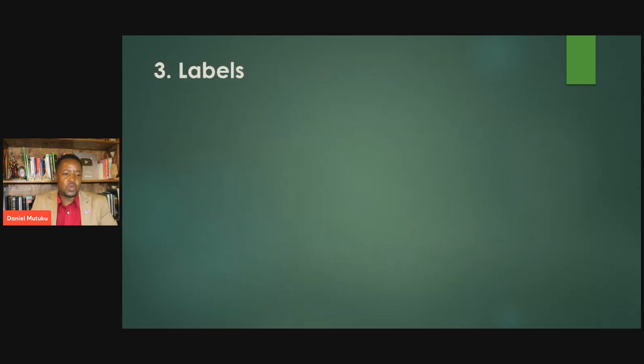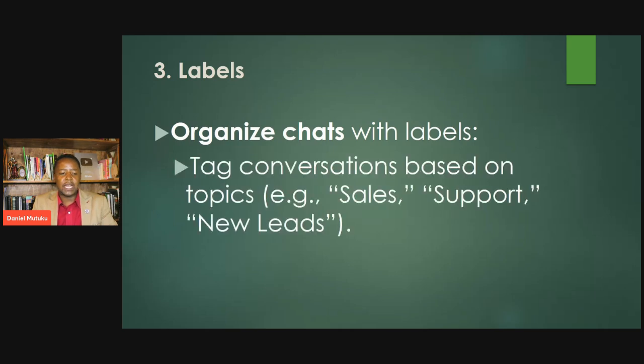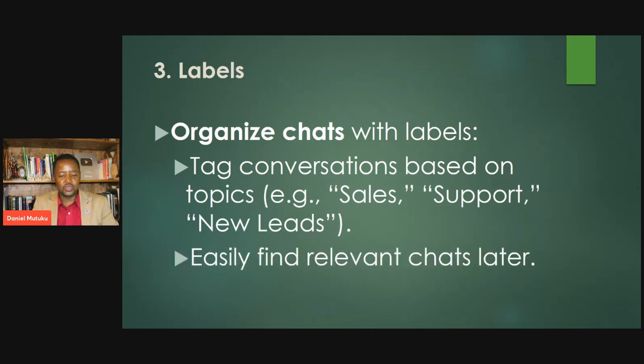Then this is what I was telling you about, creating labels. You can organize your chats with labels depending on what level you are with a customer and how you have been communicating on WhatsApp. You can tag them and say, probably this person falls under the category of sales, so we need to make a sale, or this person is reaching out because of support, or this person is a new lead, so we need to nurture them. You can tag them in different ways, and I'll just show you how you can label them, and it makes it easy for you to find relevant chats when someone reaches out.